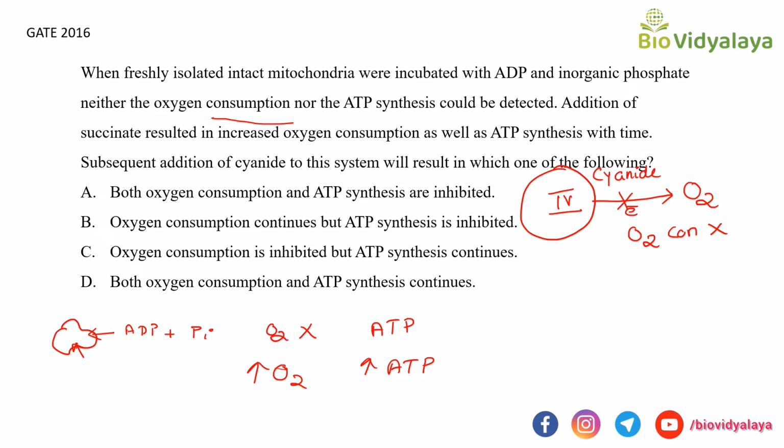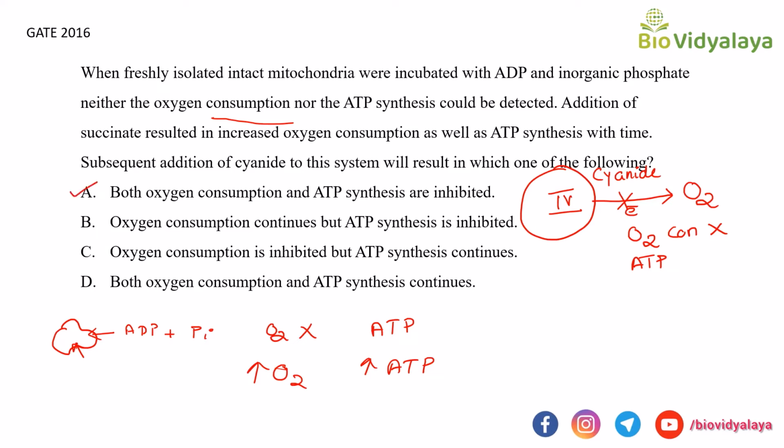ATP synthesis is inhibited. So after adding cyanide to this system, what will happen? Oxygen consumption and ATP synthesis are inhibited. So let's see the options. Option A, both oxygen consumption and ATP synthesis are inhibited.